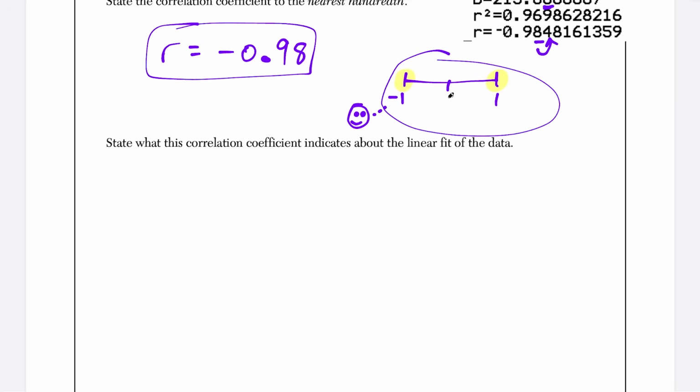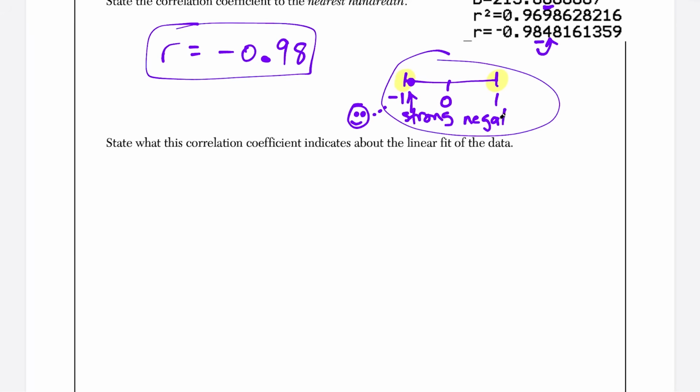As it gets closer to 0, the correlation becomes weaker. And when it gets basically at 0, there's no correlation. So that's what I'm thinking going into this. So R equals -0.98 places the correlation coefficient here. So this is going to be a strong negative correlation.